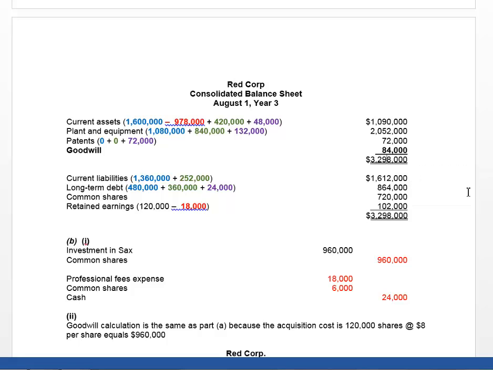So that concludes part A of the problem. In the next video, we'll tackle part B, which is still a purchase of shares, but for this case, instead of paying out cash to effect the business combination, Red bought the shareholders of Saks their shares in Saks from them, but in exchange, instead of giving them cash, Red gave Saks shareholders shares in Red. So we'll do that illustration next.